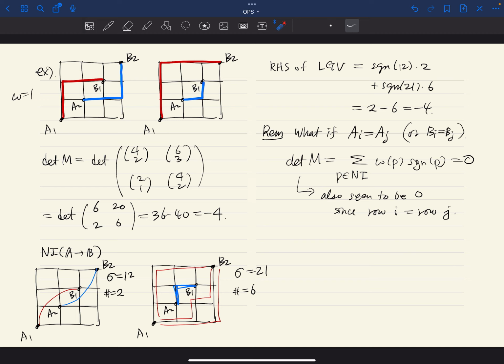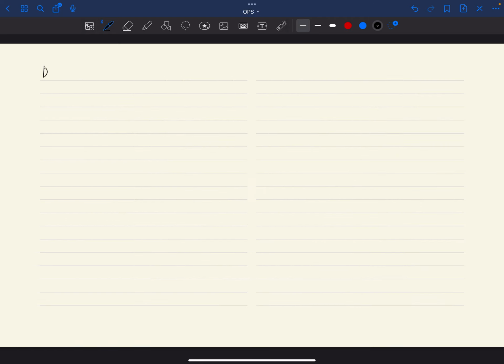Because of this, we don't really want to consider the case that these two are equal because it's just 0. So we almost always assume that the AIs are all distinct and the BJs are all distinct. But what about the case, maybe on the next page, that AI equals BJ for some I, J? This gives us some non-trivial result, so it can happen.